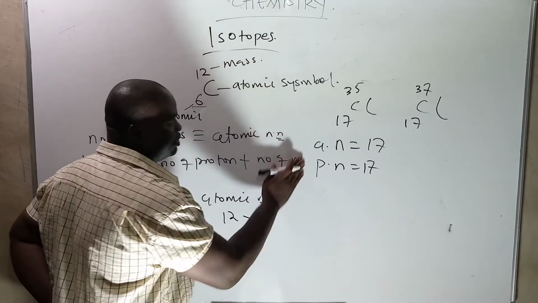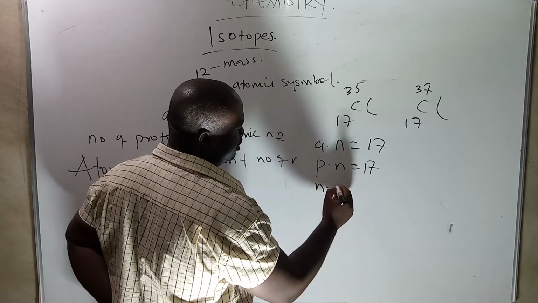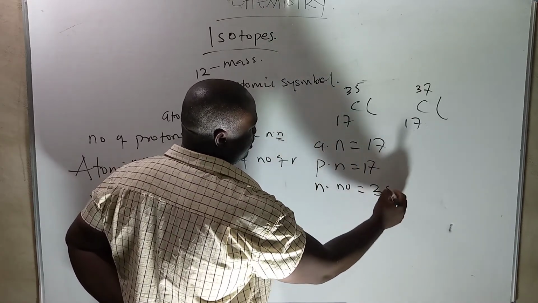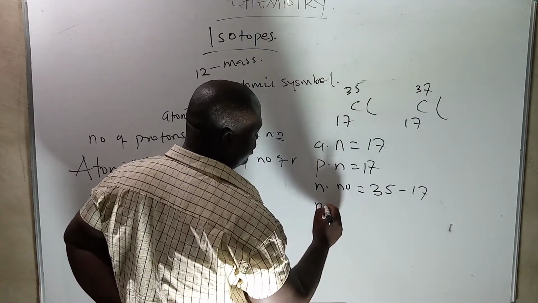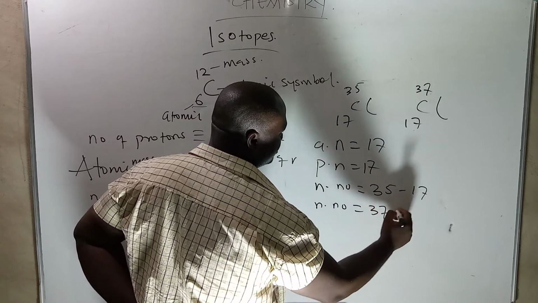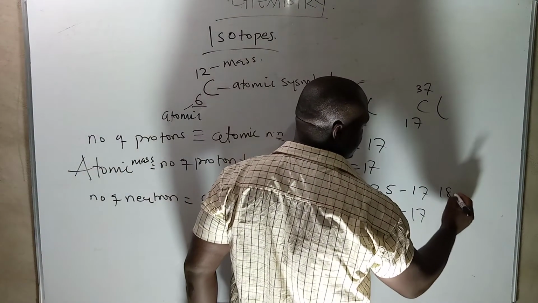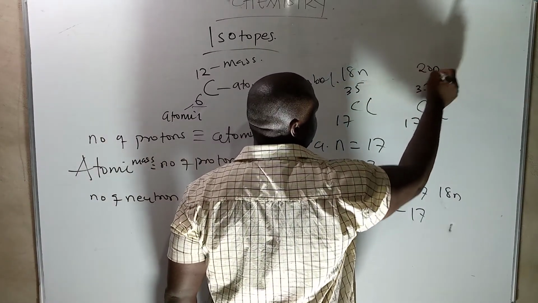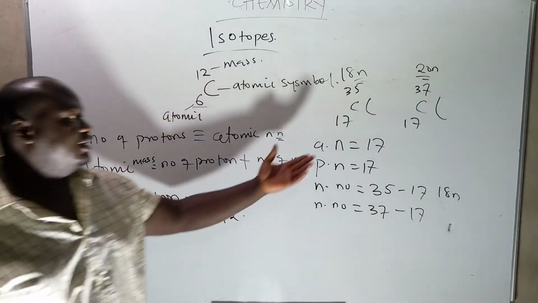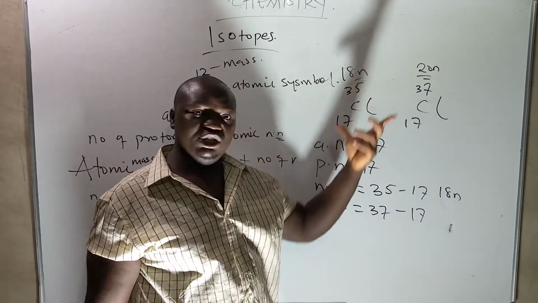Now, if I ask you to get the number of neutrons, the neutron number is equal to what? 35 minus 17. For this other one, the neutron number is equal to 37 minus 17. Here you will get 18. So the number of neutrons here is 18, while the number of neutrons here is 20. Now you can see, like I said, they have the same atomic number, but different neutron numbers.